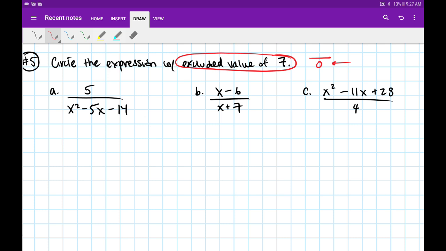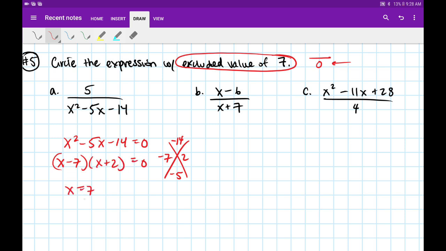So let's start with A. Our excluded value, we always set the denominator equal to 0 and then solve. So two numbers that will multiply to -14 and add to -5. 7 and 2, with the 7 being negative. So I get x minus 7, x plus 2 equals 0. So x equals 7 will make this equal to 0, and x equals -2. That means these are my excluded values. So x cannot equal 7. We have found our excluded value of 7.